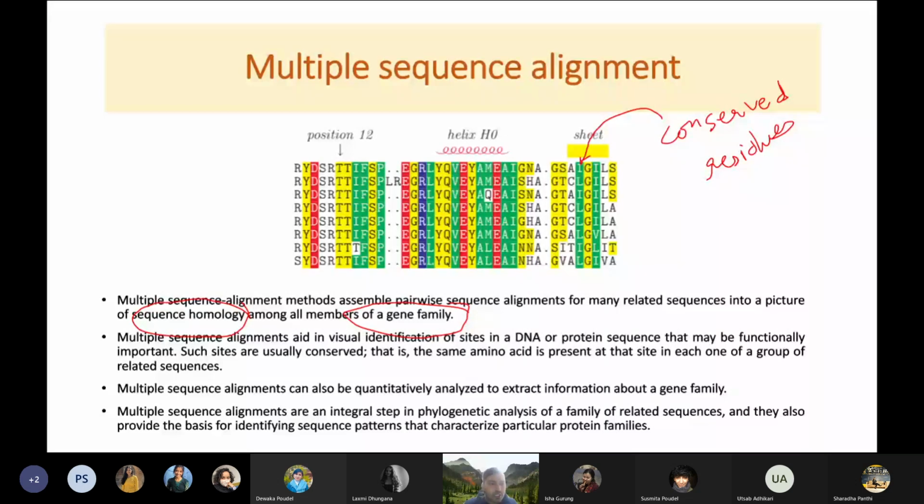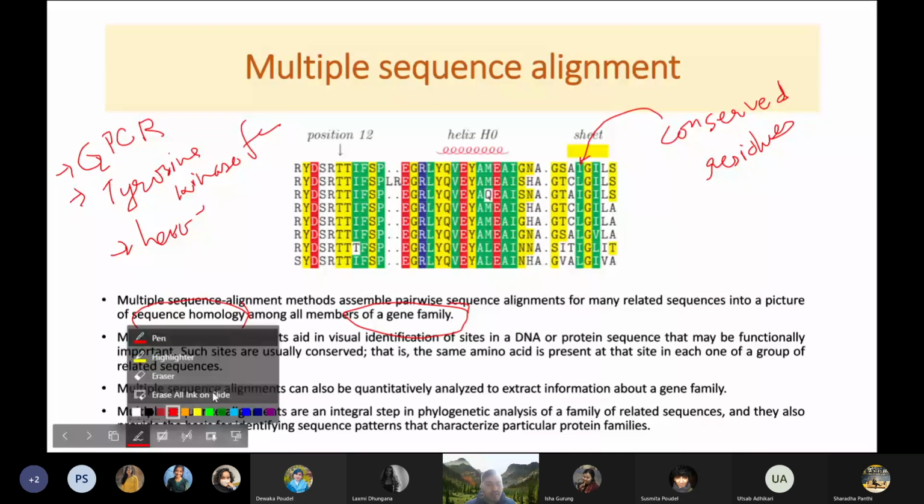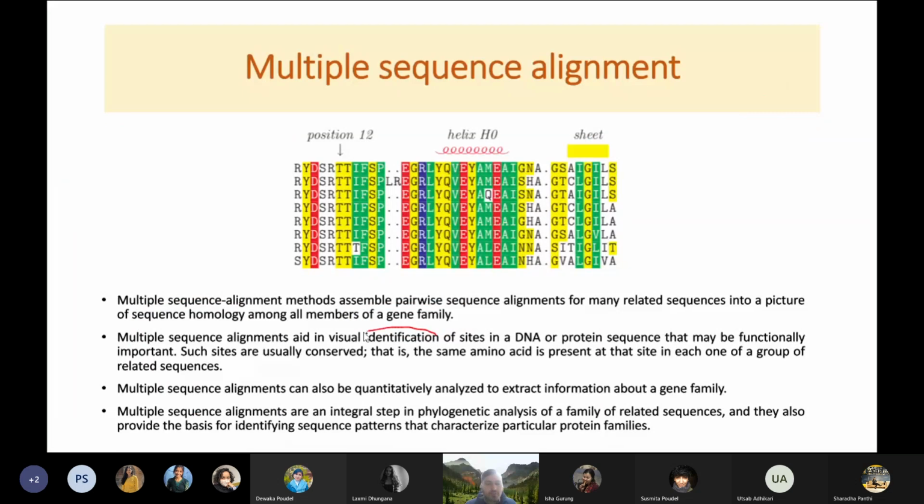So last time I told you about G protein coupled receptors, right? Or you can find the tyrosine kinase family, right? Different kinds of proteins, say the tyrosine kinase family or hexokinase family, right? All these kinds of gene families in proteins you can identify. As you can see, this is also a visual identification of the sites of the DNA or protein. Here you can visually identify certain regions. So these are certain key regions, conserved regions.